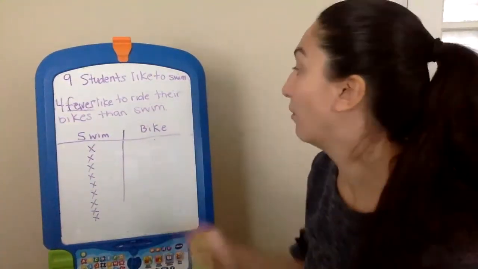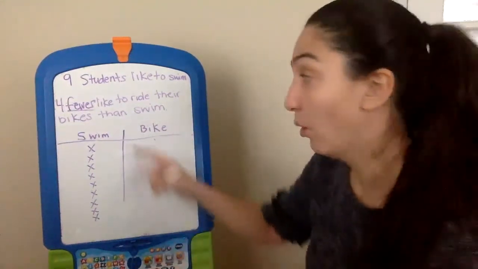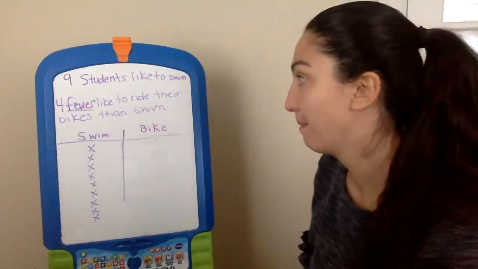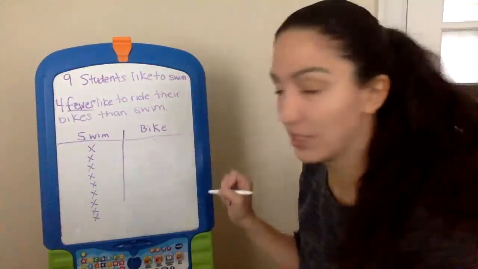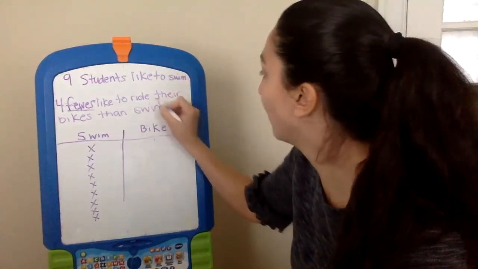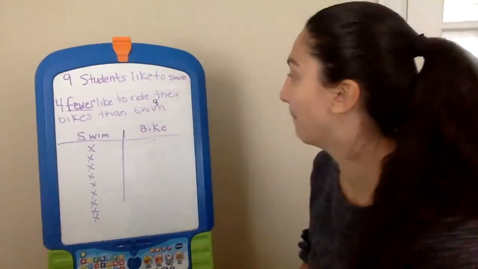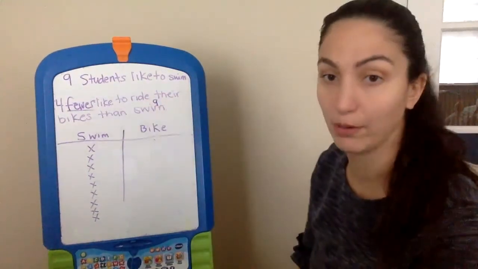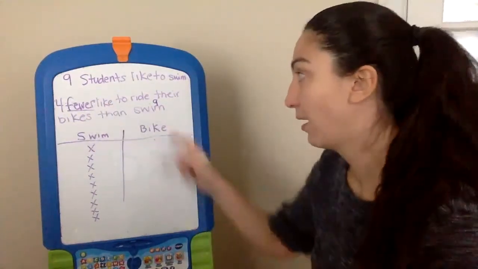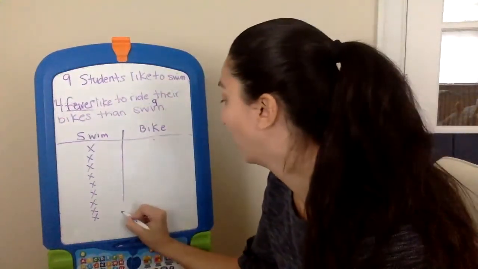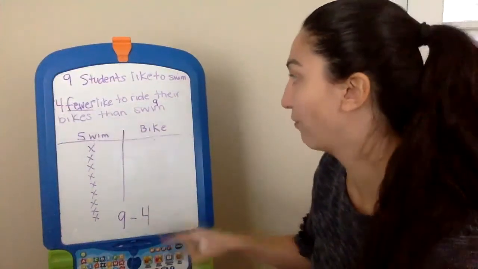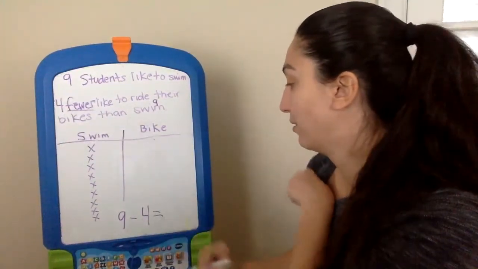Now we have to figure out how many like to ride their bike. 4 fewer like to ride their bike than swim. I'm going to teach you a different strategy. Swim is 9. So I'm going to write the number 9 above my swim. I now have 2 numbers. I have 9 and 4. I have the word fewer. I always start with my bigger number. 9 minus what number? 4. There are 4 fewer. Equals.